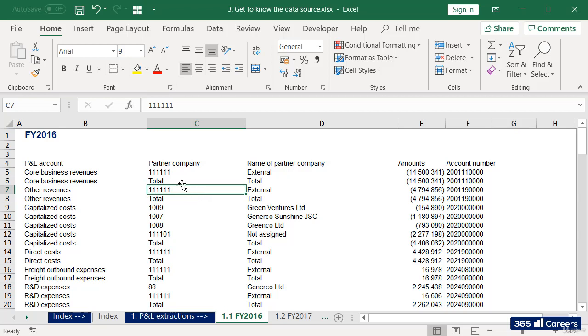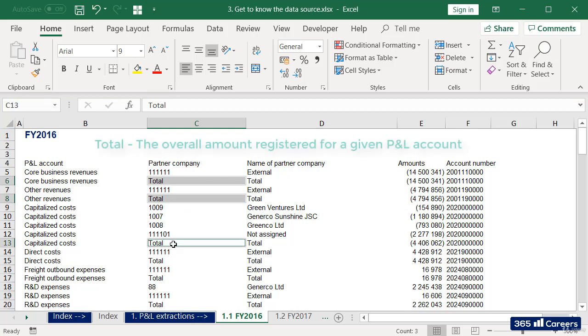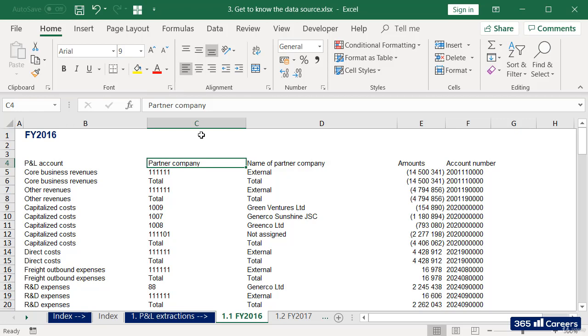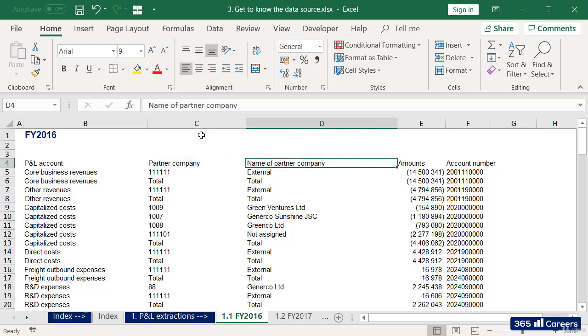Please note that there are some rows named total. They indicate the overall amount for a given item, given by the sum of the amounts registered against multiple counterparties. On the right, in column D, we see the name of the trading company. The transactions with third parties are marked as external.